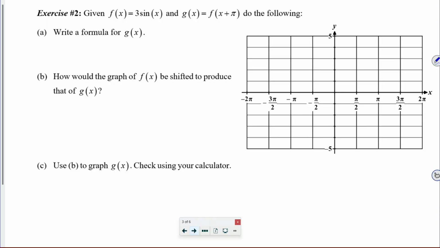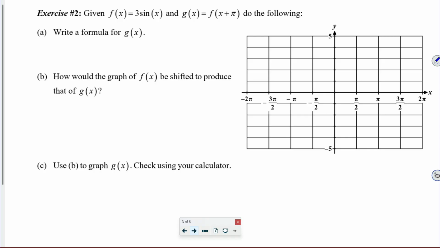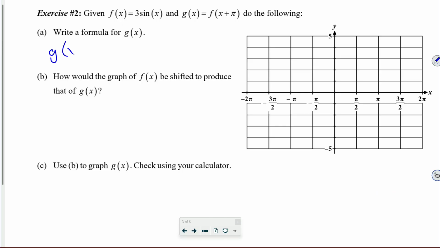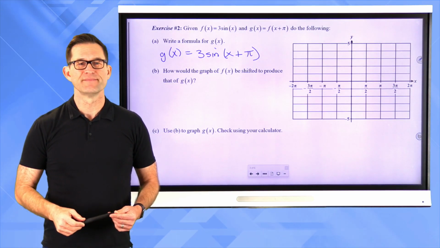Given f of x equals 3 times the sine of x and g of x equals f of x plus pi, do the following. Letter A, write a formula for g of x. All right, pause the video now and go ahead and get your answer to letter A. All right, here we go. Simple enough, g of x will be equal to 3 times the sine of x plus pi. Awesome. All right, letter B is pretty easy as well.